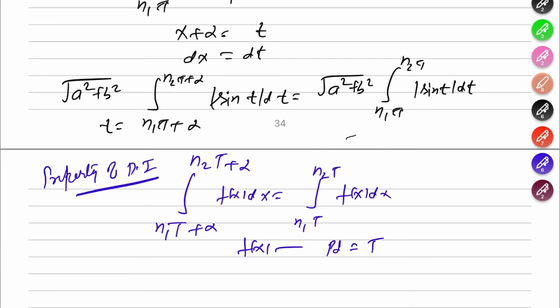Now this is nothing but the square root of a square plus b square, times (n2 minus n1) times 2. Hence we prove the formula.